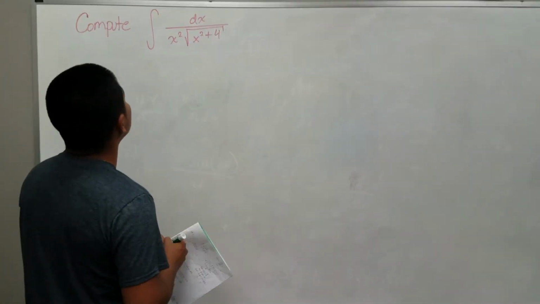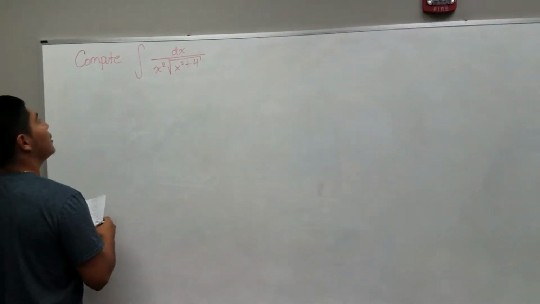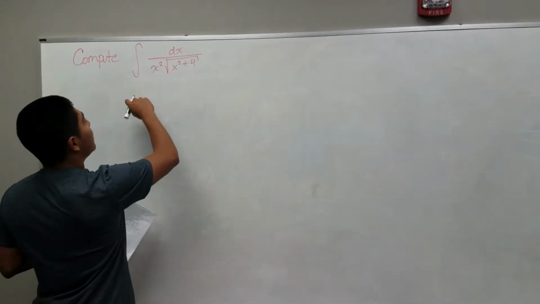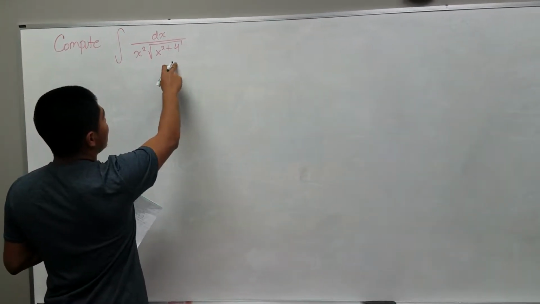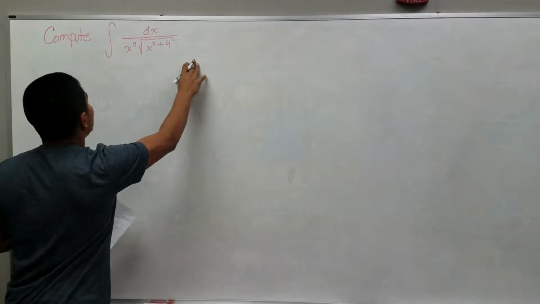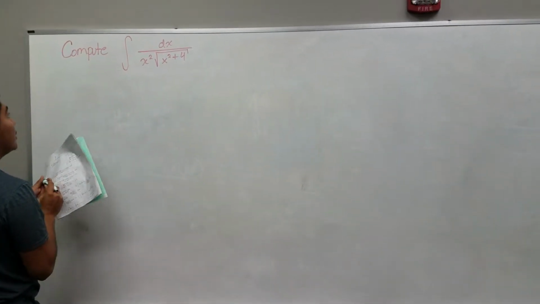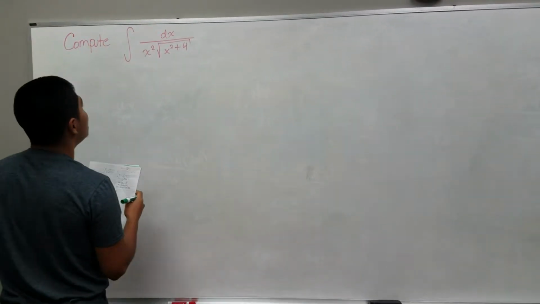Alright, so we're going to start computing this integral right here, which is the integral of 1 over x squared times the square root of x squared plus 4 dx. One way to start this, we could do it by trig substitution.